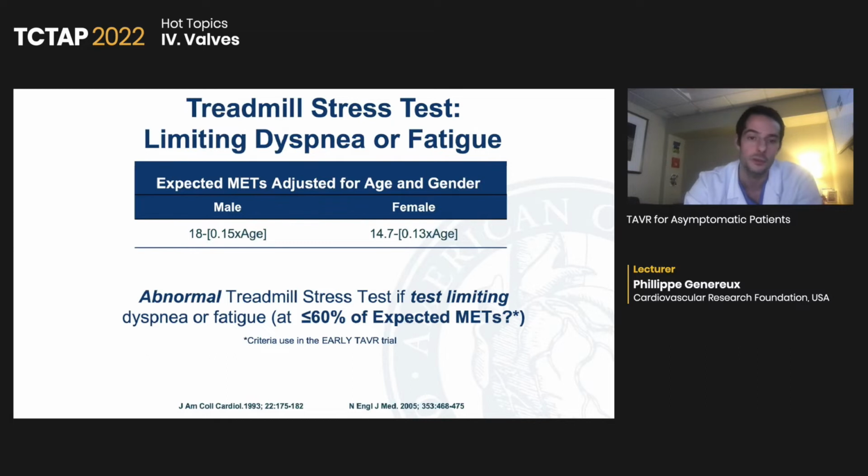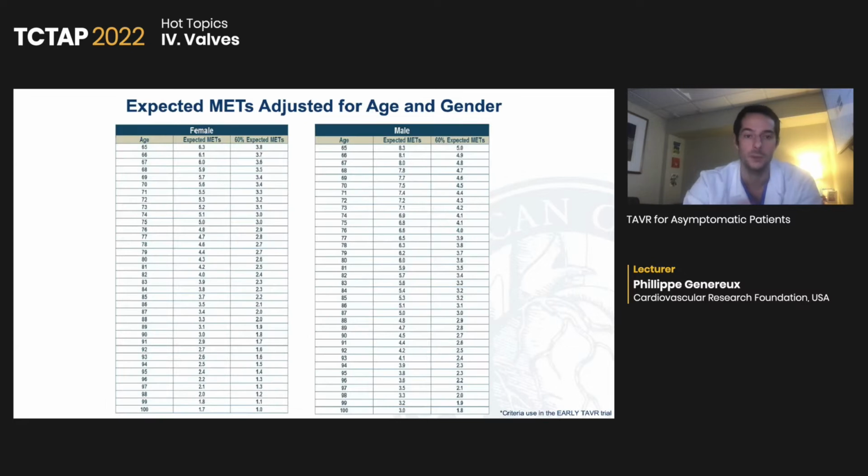And these are the two publications that we used for EARLY TAVR to design how to do a stress test based on the age and the gender. I'm not going to go into the detail, but we provide a chart of what to expect, for example, for a 65 year old female. You should not go more than 6.3 METs, and you should expect at least 3.8 METs, which is 60% of the expected capacity of a patient. So there's some guidance on how to do a stress test for a severe AS no symptom patient, which is totally different than coronary disease, where we go with the maximal heart rate.